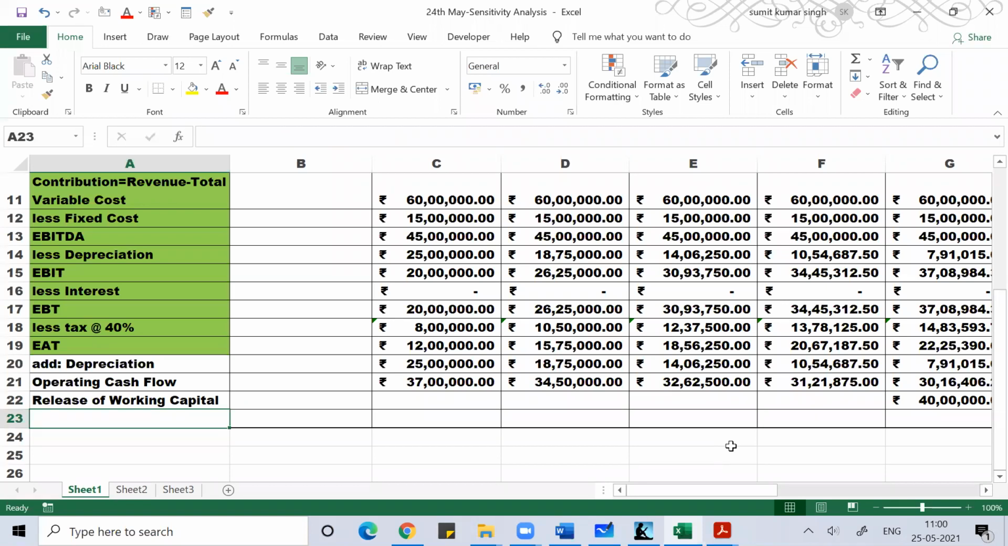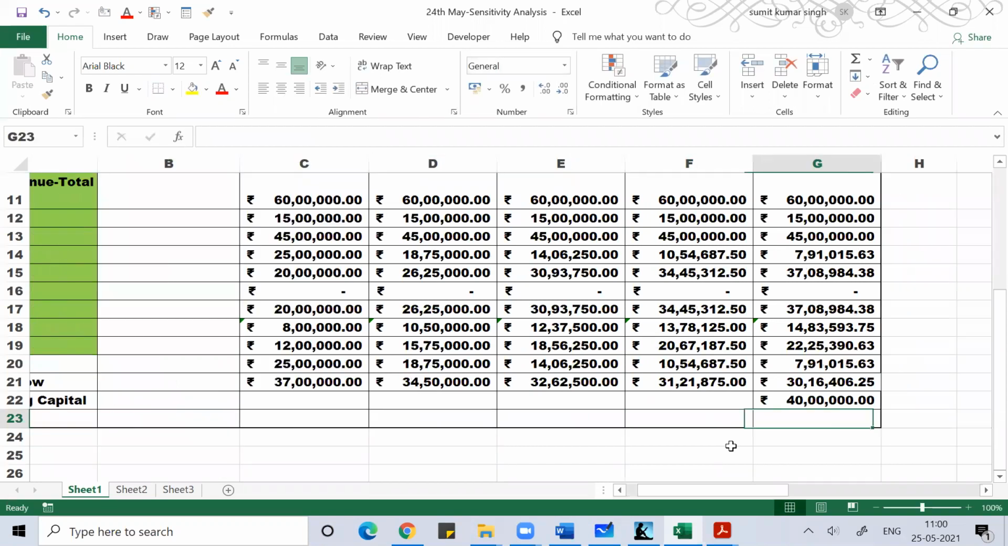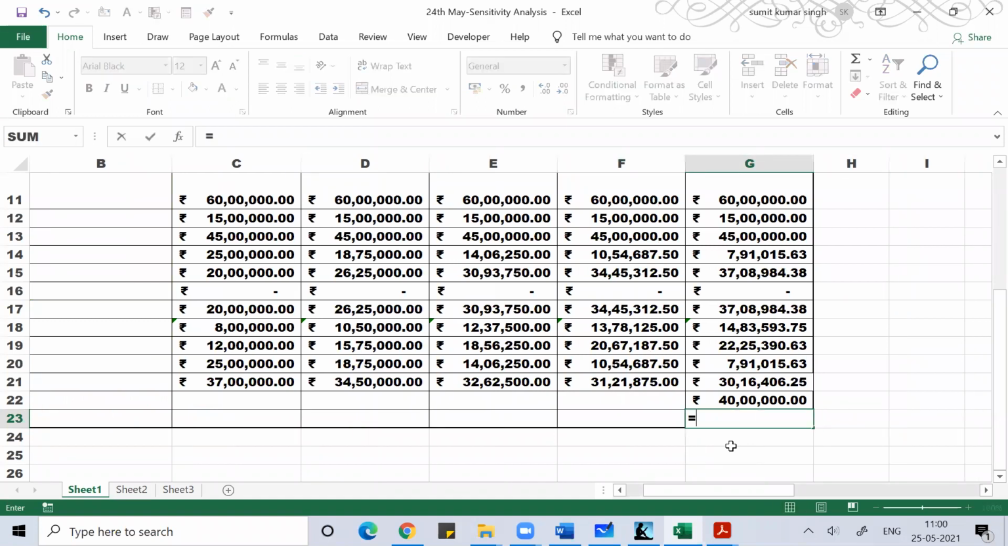After that, the last thing is salvage value. Salvage value, book value, terminal value, whatever you can say. Salvage value means the value left for the plant.